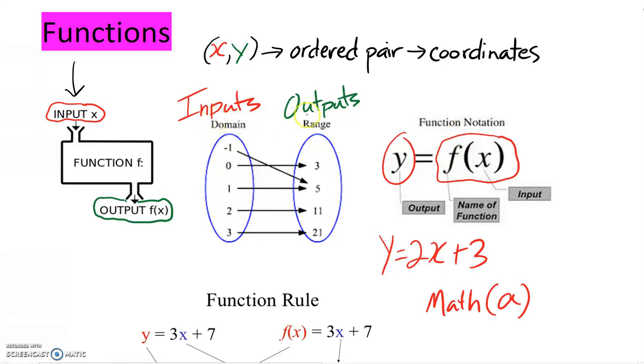So we have inputs, we have outputs. Another name for inputs and outputs is the domain and range. Domain will always be the x values, okay? And the range will always be the y values, okay? Inputs are the x values, and the outputs are the y values. And that's really all there is to it.